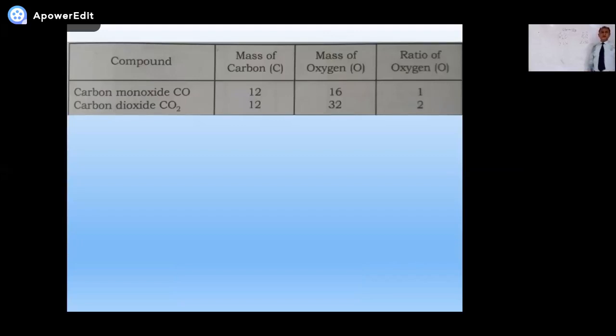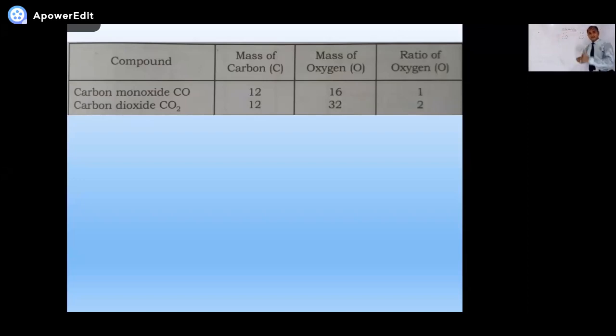This one is scanned from your book. Carbon monoxide and carbon dioxide, just gave its example. Let me explain it here on the board also. Carbon monoxide, carbon dioxide. First, by the numbers: 1 carbon, 1 oxygen; 1 carbon, 2 oxygen. So we know that the contribution of carbon is constant, is fixed, whereas the other one is changing.